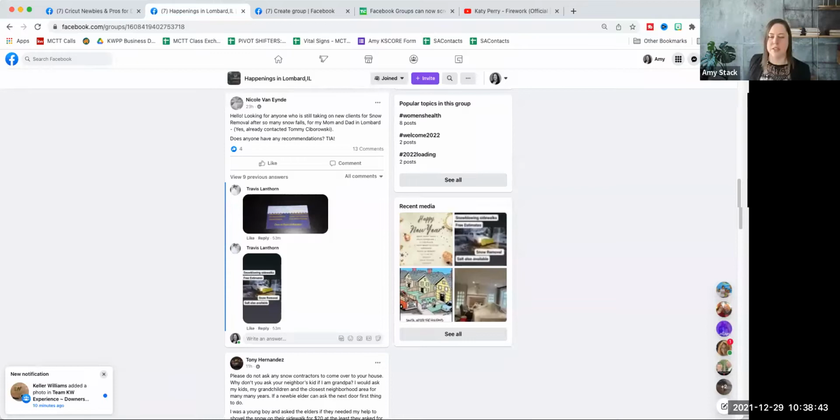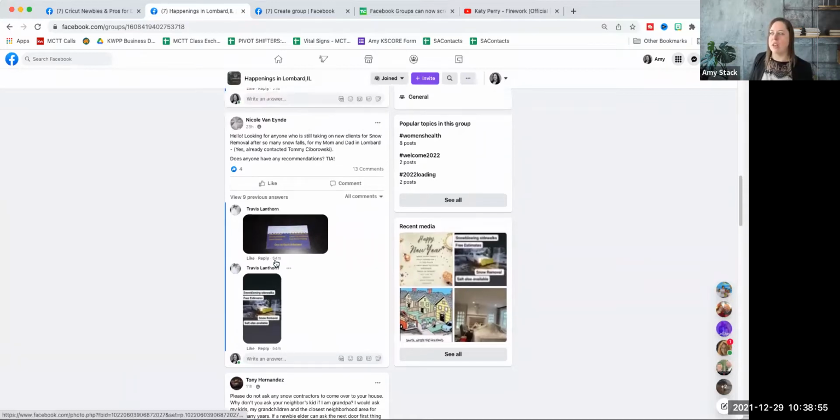Another type of group that I know a lot of agents like to utilize are local neighborhood groups. So I'm going to go ahead and share a new screen with you. So this is a local group that I'm in. It's called Happenings in Lombard. And this is one that a lot of people that live in Lombard or the surrounding area are members of.